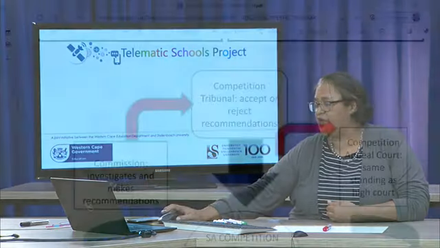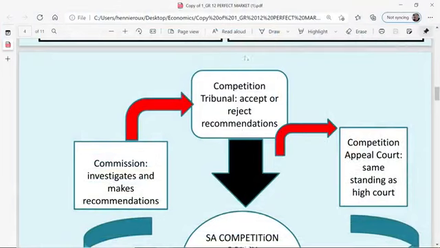So then if these companies are not happy with the fines that have been issued by the Competition Tribunal, they can go to the Competition Appeal Court and appeal the fine or whatever sentencing they had been given. And the Competition Appeal Court has the same standing as the High Court.